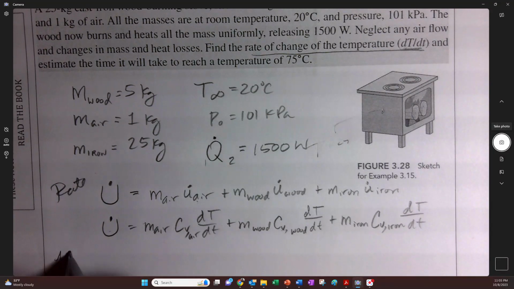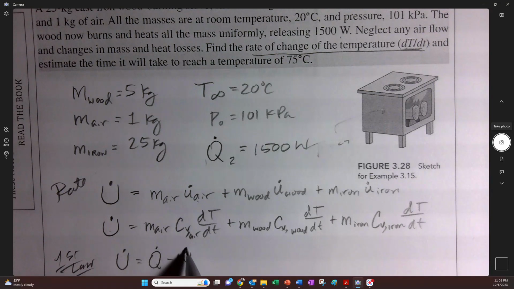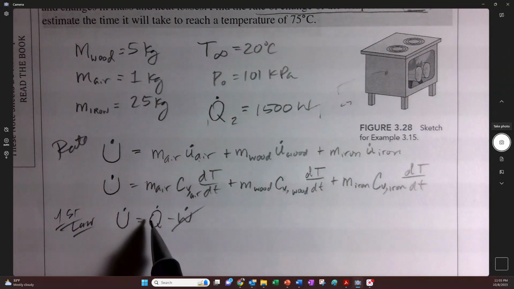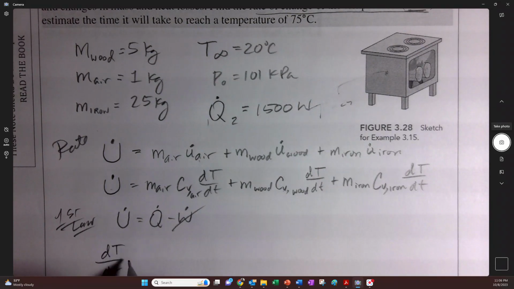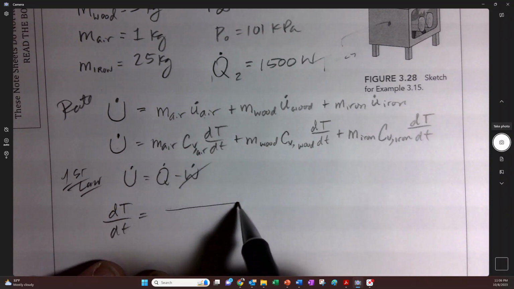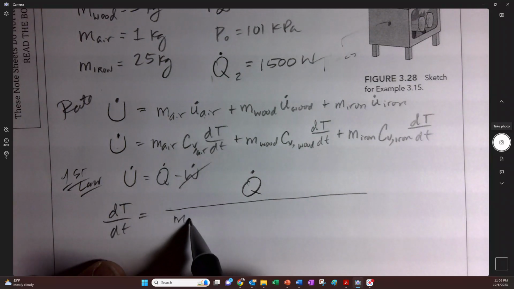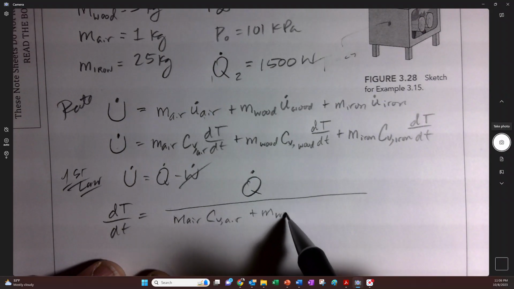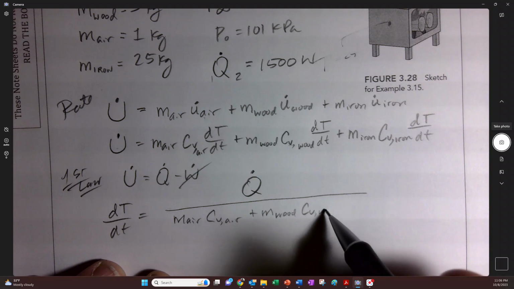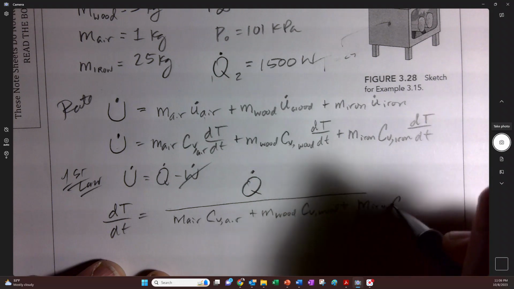Write out the first law. You have U dot equal to Q dot minus W dot. There's no work going on here, so these are equal to each other. So what we're going to be able to find is dT/dt, a rate. It's going to be that Q dot divided by m air Cv air, plus m wood Cv wood, plus m iron Cv iron.